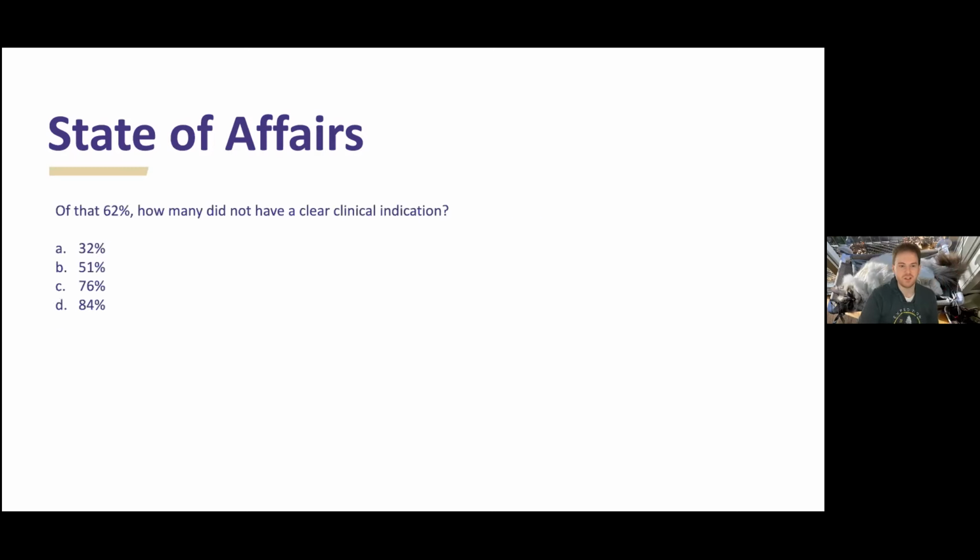For our second question, of that 62%, how many of them didn't have a clear indication? C, some B's, A. Oh, wow. It's actually 84%. When I was going through and looking at some of the epidemiology for all of this, I became overwhelmed with how frequently it's, yeah, exactly. Helen, I know.